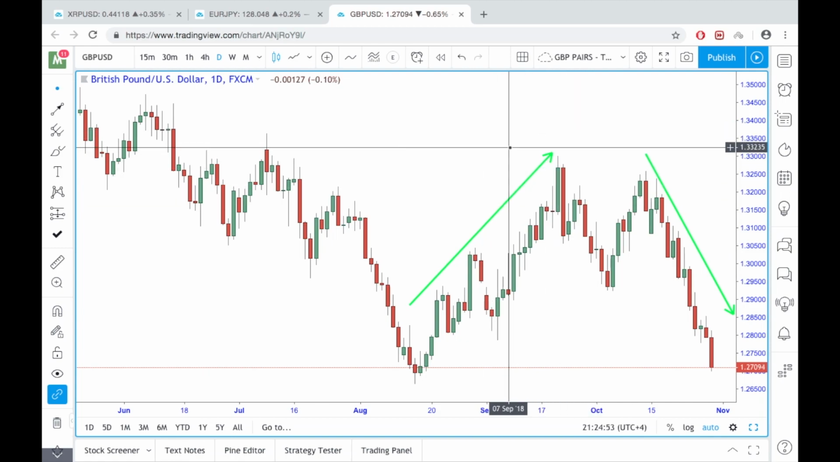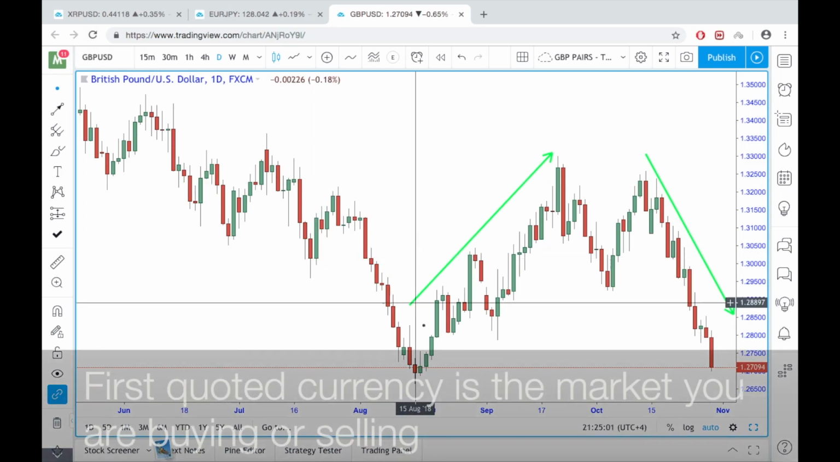Now, it's important to note here that it is the first quoted currency within the currency pair that you're actually buying or selling.